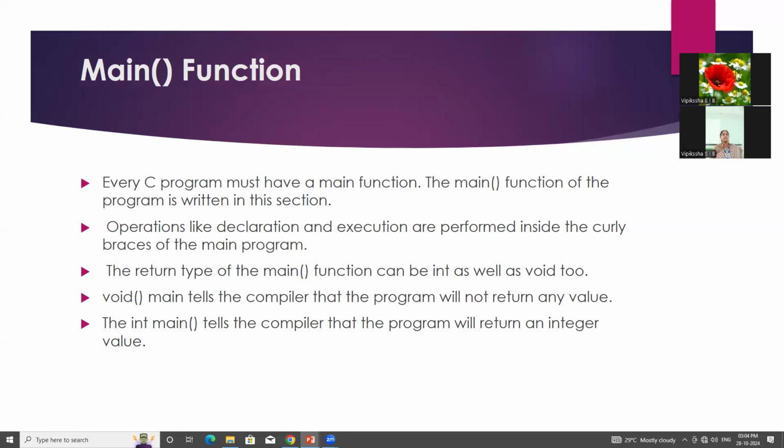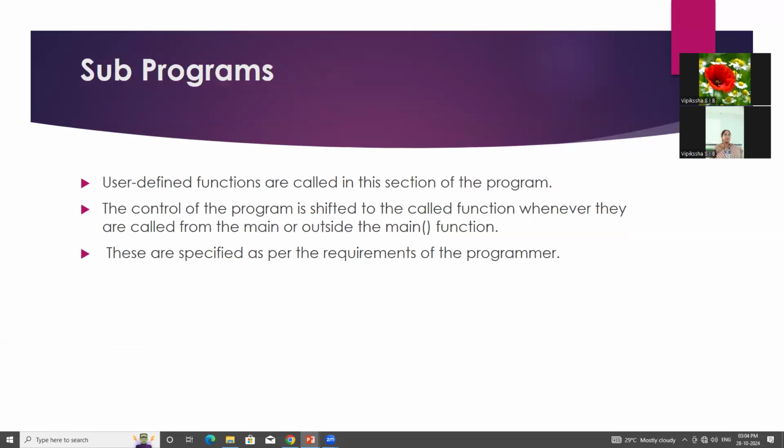And next one is the main function, and each C program must have a main function. The return type of the main function can be void or int. Operations like declaration and execution are performed inside the curly braces. Usually, if the main program doesn't have any return type, we can give void main. Suppose it is returning an integer value, we can give int main. If you put any return type, the value must be returned, else we can put void main.